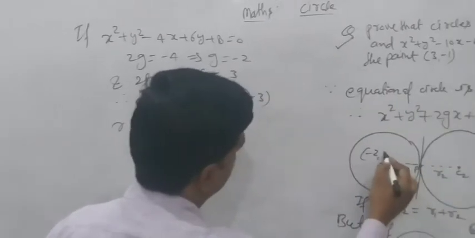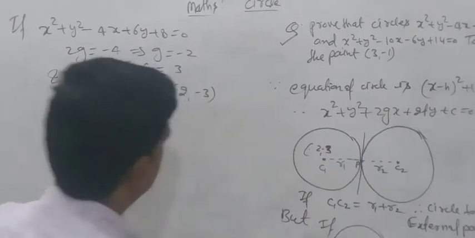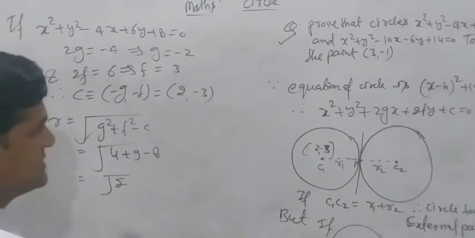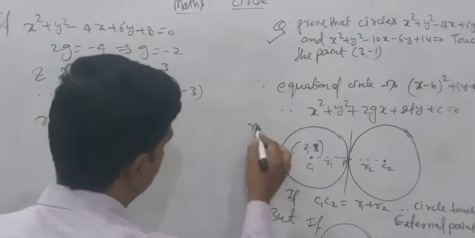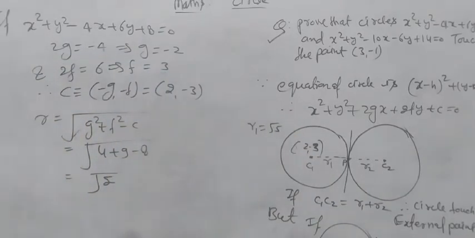It means the center of this circle is 2 comma minus 3. And radius is equal to what? Radius is R1 is equal to under root 5. Understood? Once more, I am going to explain here.